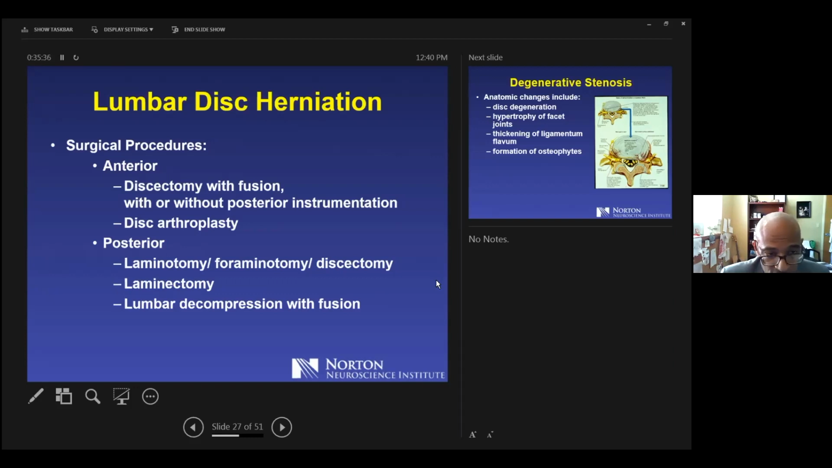You can also deal with disc herniations, which is more typical, from a posterior approach. And people will use varying ways. You can do what's called a laminotomy, where you just make a small hole in the posterior elements of the bone. You can do a laminotomy, foraminotomy, where you clean out where the nerve goes, and then you can do a discectomy through all that. You can do what's called a traditional laminectomy, which is removing the entire bone. And that can be done with or without fusion.